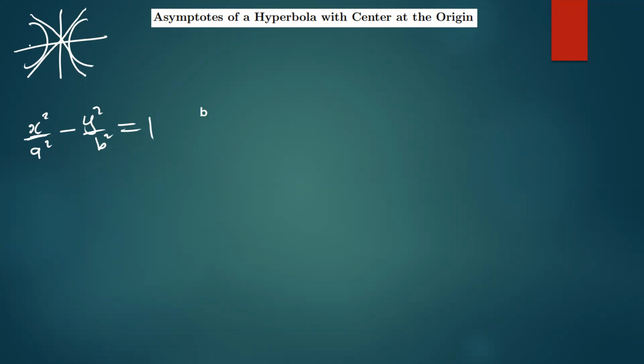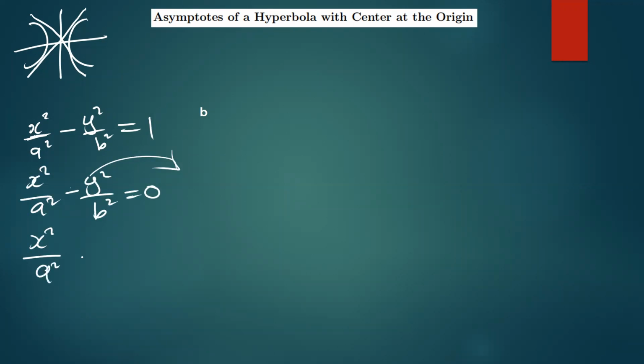Now to find the equations of these asymptotes, you simply replace 1 with 0. So we have x squared over a squared minus y squared over b squared is equal to 0. Then I'm going to take this to the other side of the equal sign so that I remain with x squared over a squared is equal to y squared over b squared. Now you can cross multiply. We're finding the equations of the asymptotes, so let's make y the subject.